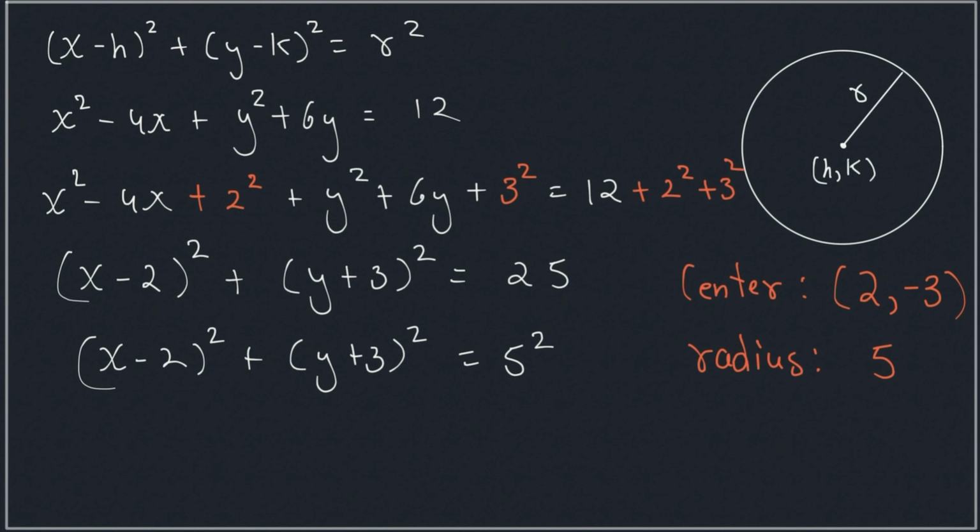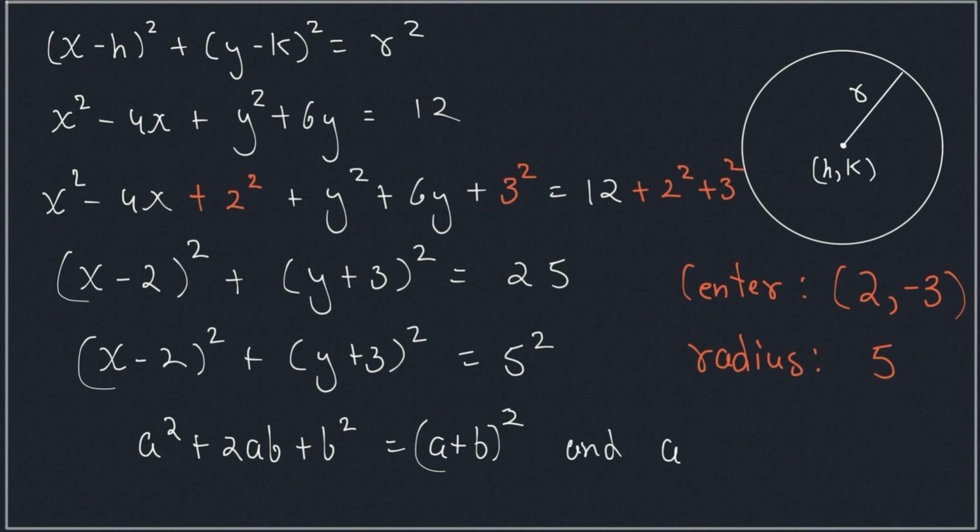In completing the square, we have used equations of perfect binomial squares. a squared plus 2ab plus b squared is equal to (a plus b) squared. Similarly, a squared minus 2ab plus b squared is equal to (a minus b) squared.